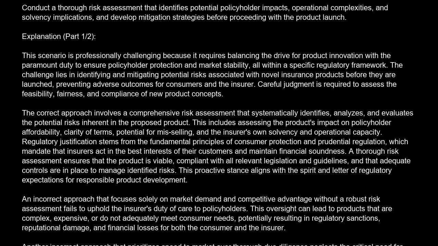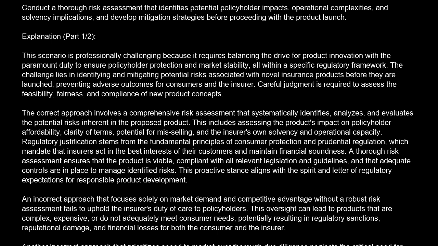The correct answer is C. Conduct a thorough risk assessment that identifies potential policyholder impacts, operational complexities, and solvency implications, and develop mitigation strategies before proceeding with the product launch. Explanation. This scenario is professionally challenging because it requires balancing the drive for product innovation with the paramount duty to ensure policyholder protection and market stability, all within a specific regulatory framework.